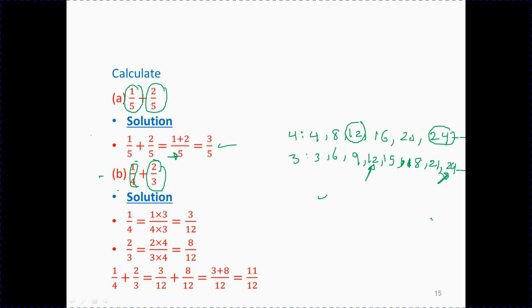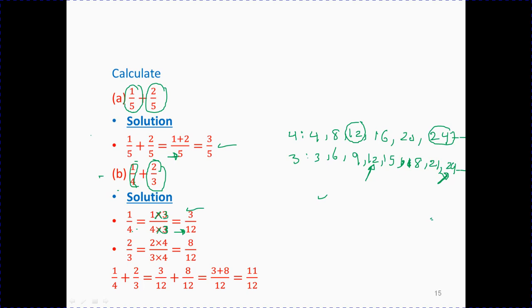Now, I want to change 1 over 4 to an equivalent fraction, but with the denominator 12. I have 4. In order to make 4 equal to 12, you have to multiply by 3. Now, whatever you do to the denominator, you should do to the numerator. So I multiplied the denominator by 3, and you should multiply the numerator by 3 also. So 1 over 4 is equivalent to 3 over 12.